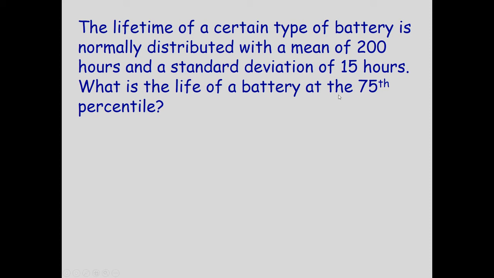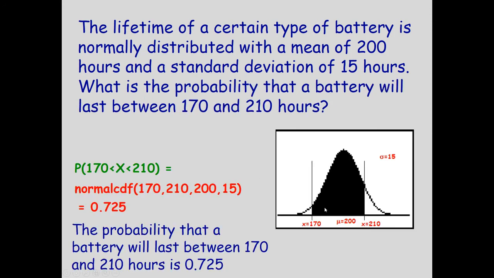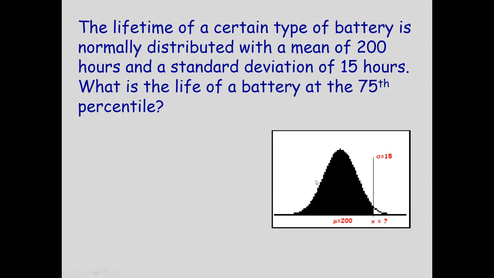This is where we now have to use inverse norm, and you can tell because they gave you a percentage, a probability, and they're asking you, what's the life of a battery at the 75th percentile? So we want to find what is the X value here. We don't know at this time, but we do know this area is 75%. So this is different than the previous problems. The previous problems were saying, here are the X values, find the area. This problem is saying, here's the area, find that X value.